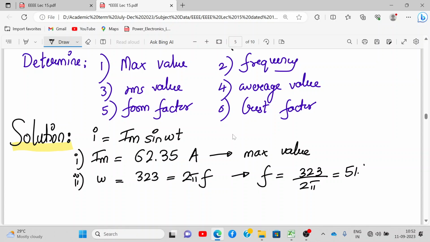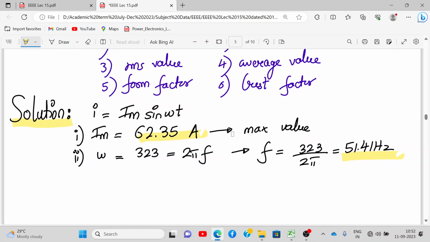It is 51.41 hertz. So please note down this. This is the frequency. Third, next point.